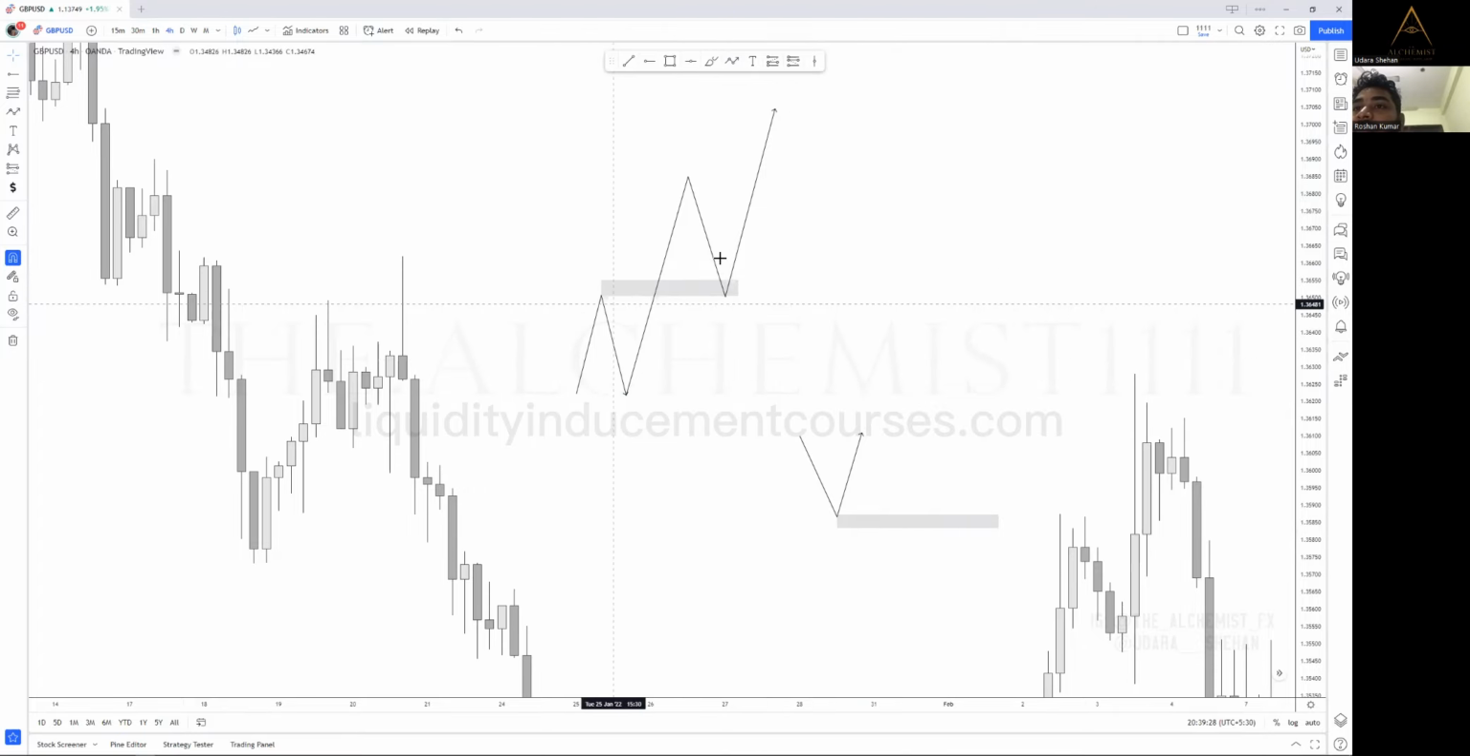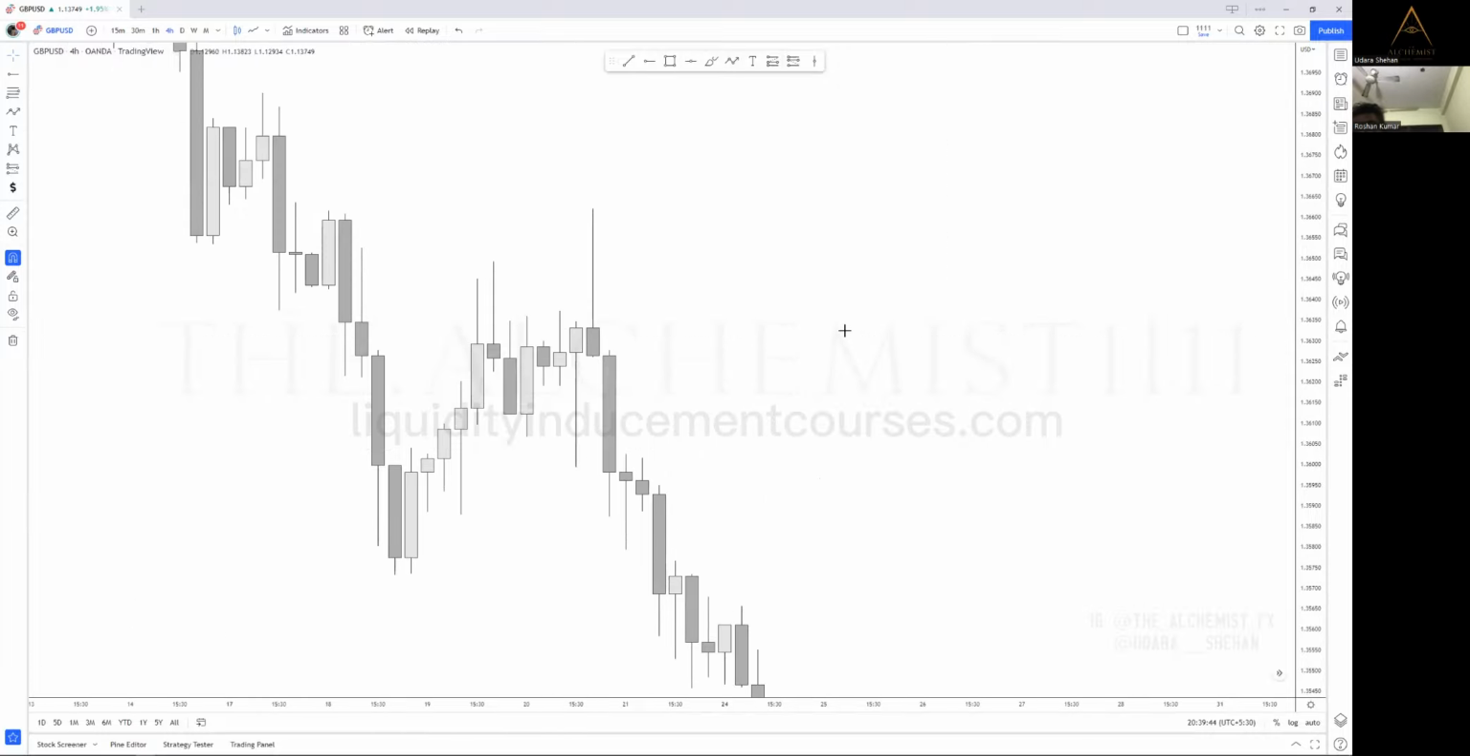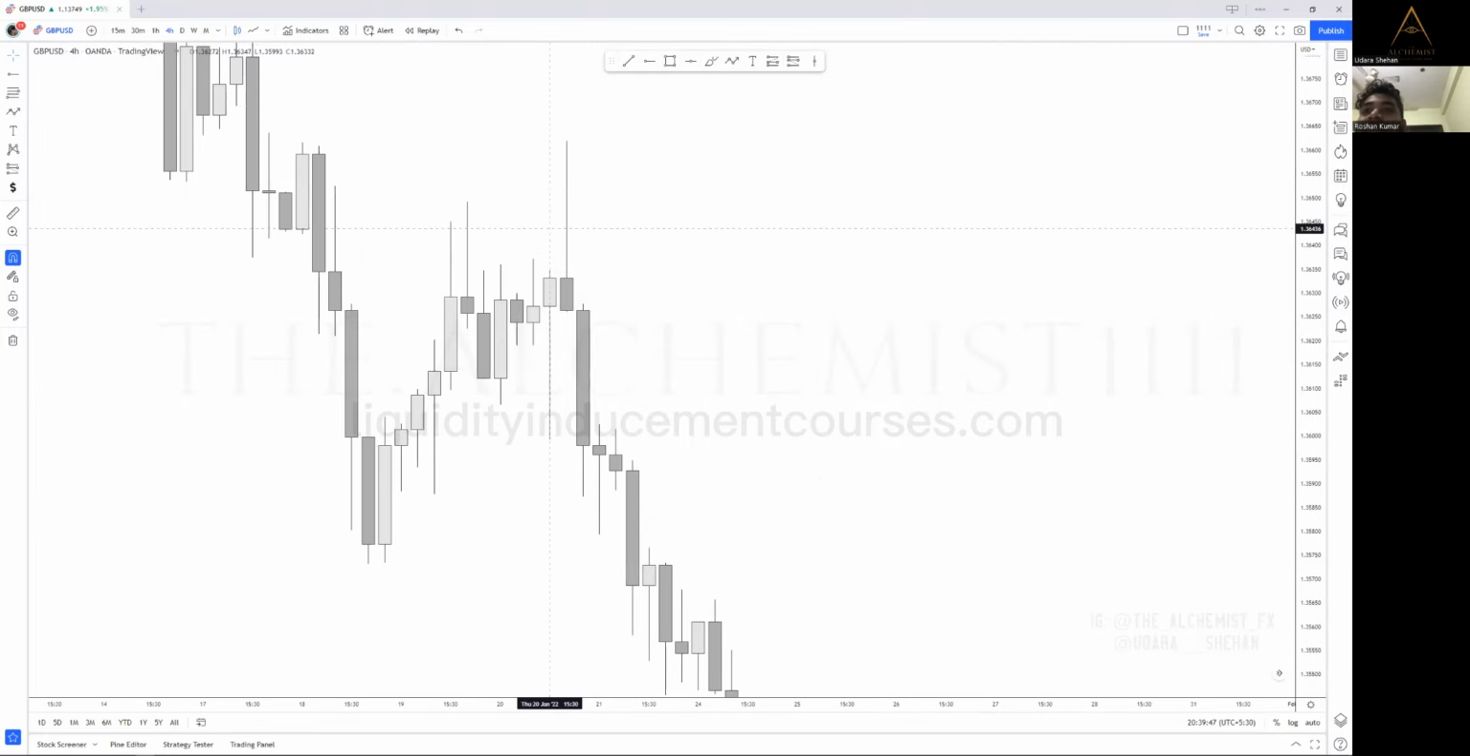Okay, so simply a formation like this, we can call it a resistance, a support, or else a rejection block, whatever you prefer. But as long as you understand the logic behind it, that's enough. It doesn't matter what name you call it. Something like this is what we call a resistance. So now I'll show you another example.